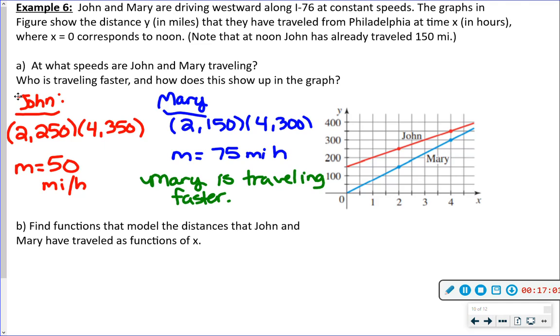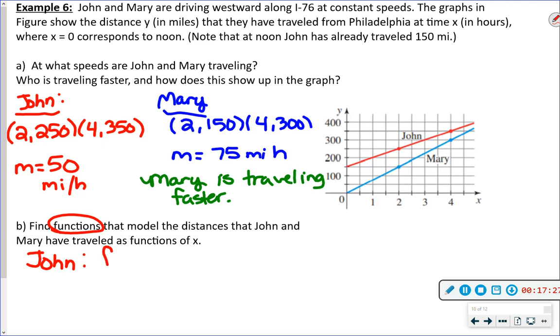Okay. All right, B, find functions that model the distances that John and Mary have traveled. Well, we kind of got some info to help us up here for that function. Now, we're just talking equations of lines. It pains me to keep saying ax plus b, we're used to our mx plus b. Well, we already have the slope, so we're going to be in good shape here. So the equation they want for each of them. So John, all right, I'm on it.